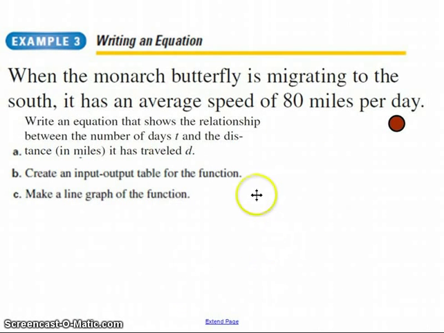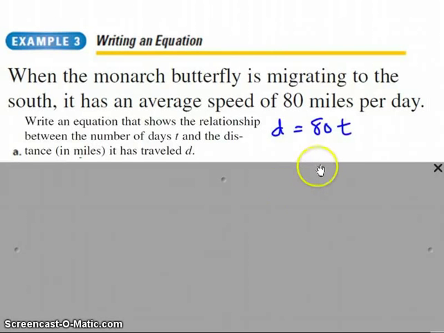One more to practice about the monarch butterfly. Hit the pause button, come back with the answers for A, B, and C. Okay, I'm going to assume that you did that. The formula this time, look, it doesn't have a starting value. It only has a rate of change times a variable.